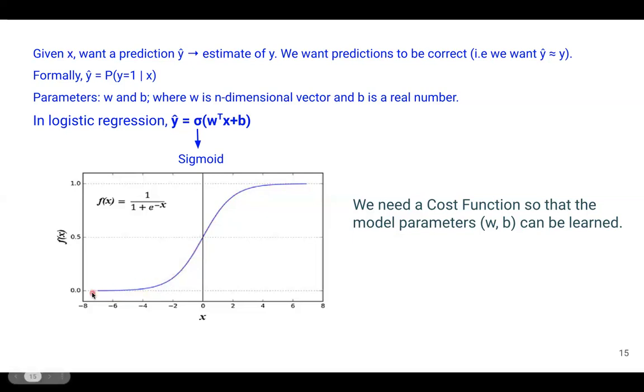How do I get this form, 1 over 1 plus e to the power minus x? So this is just a plot of 1 over 1 plus e to the power minus x. This is a form of the sigmoid function. This is how it looks when you plot this function as a function of x. But how do I get this function for a given input?